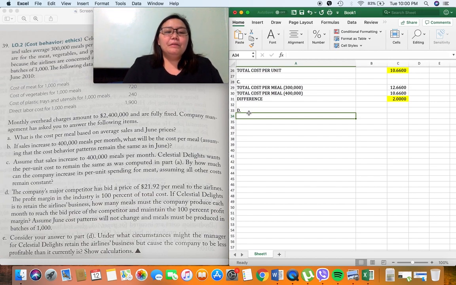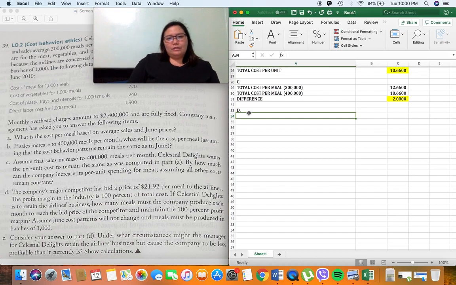Okay? The profit margin in the industry is 100% of total cost. If Celestial Delights is to retain the airline's business, how many meals must the company produce each month to reach the bid price of the competitor and maintain the 100% profit margin? Assume June cost patterns will not change and meals must be produced in batches of 1,000.